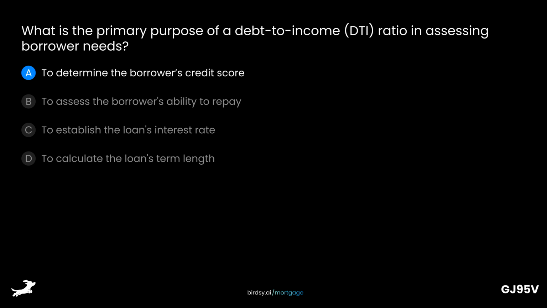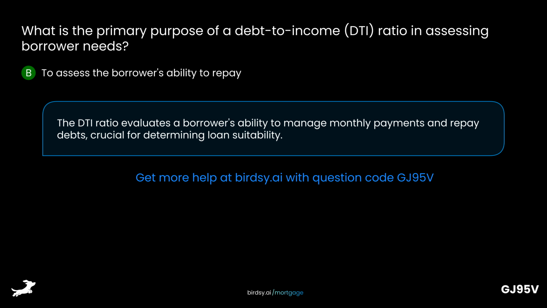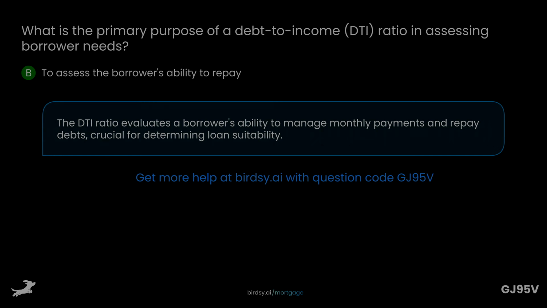Is it A, to determine the borrower's credit score? B, to assess the borrower's ability to repay? C, to establish the loan's interest rate? Or D, to calculate the loan's term length? The answer is B, to assess the borrower's ability to repay. The DTI ratio evaluates a borrower's ability to manage monthly payments and repay debts, crucial for determining loan suitability.